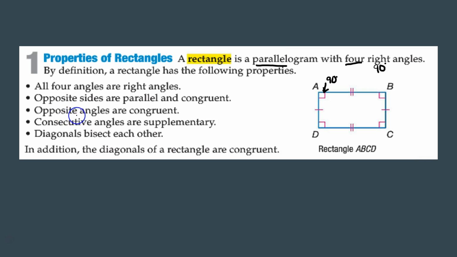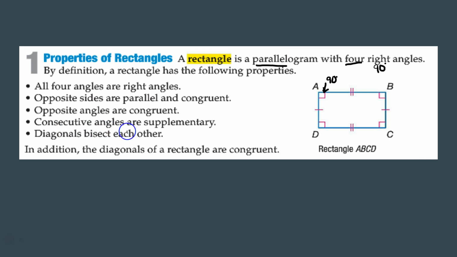Notice here then it says opposite angles are congruent. Well, D is opposite of angle B, and they're both 90, so they're both congruent. And angle A is opposite of angle C, and they're both 90, so they are also both congruent.